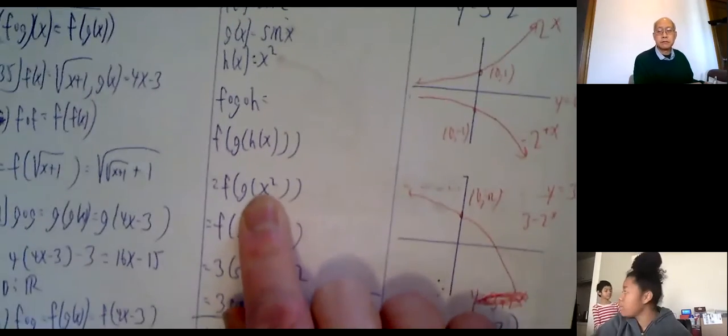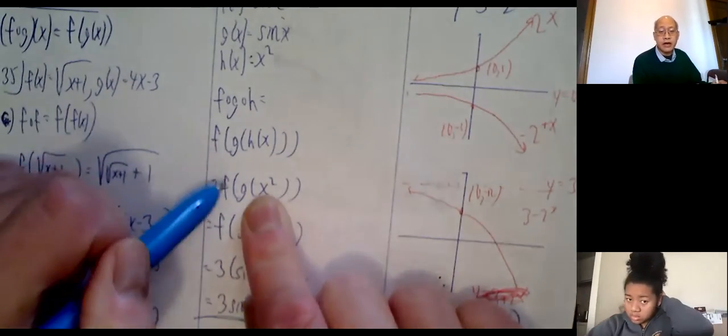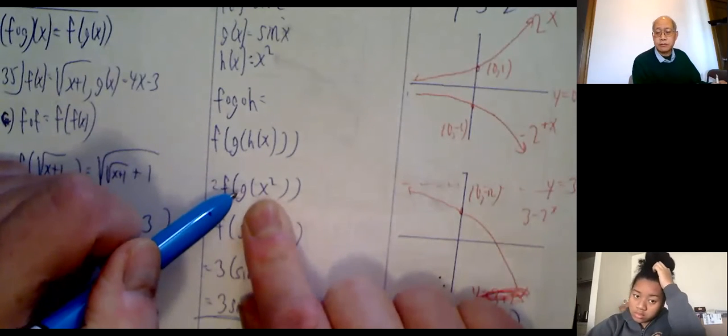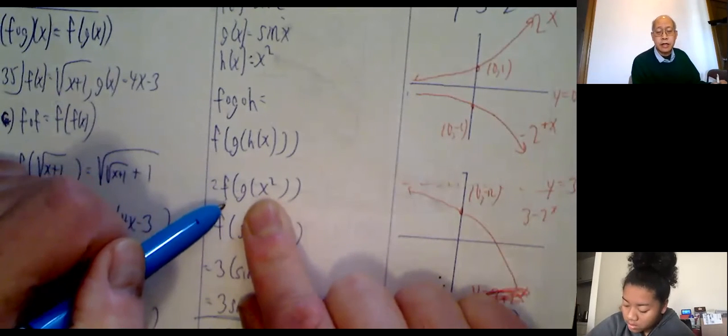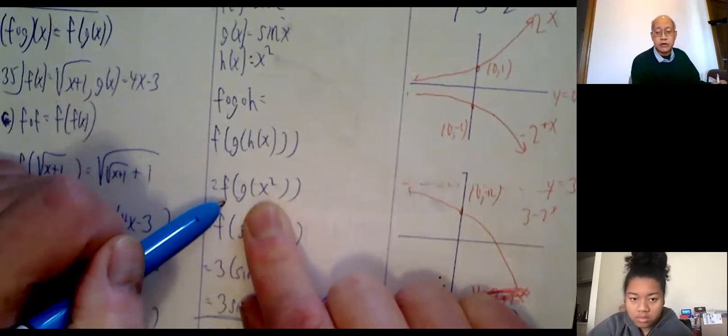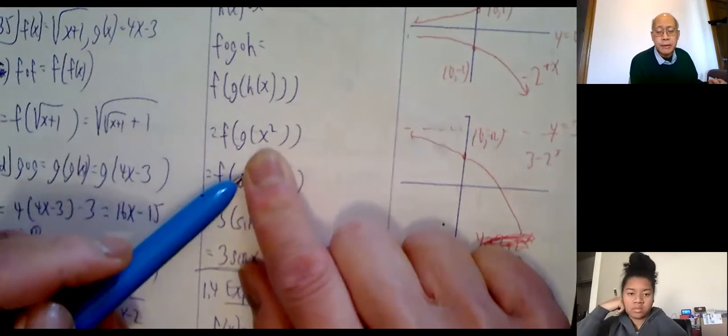X squared. So I'm going to have f of g of x squared. Okay, so now I do that. Again, you might say, well, that's too much stuff. I don't like looking at it. Well, what am I supposed to do next anyway?